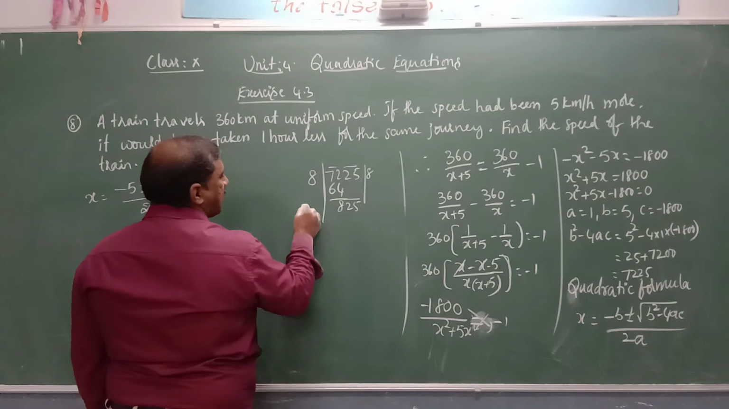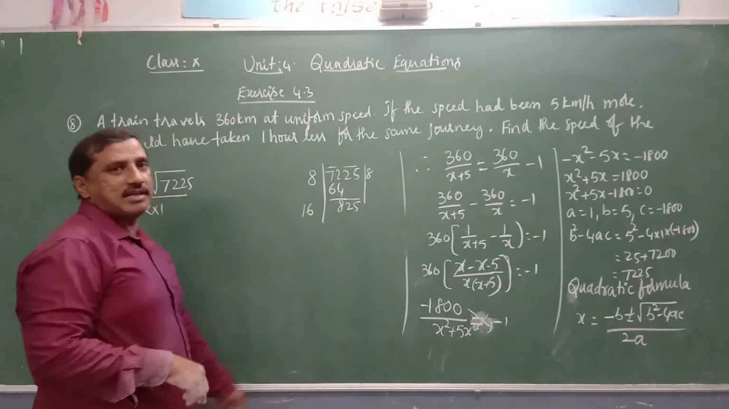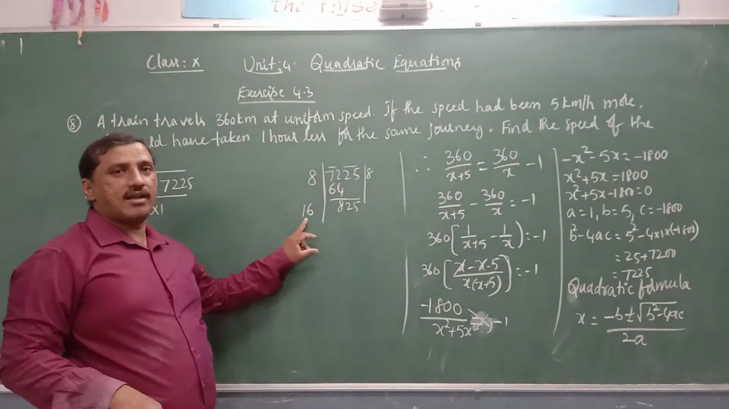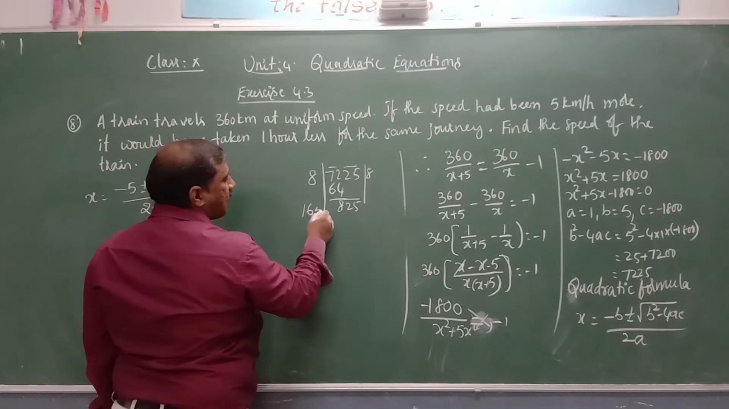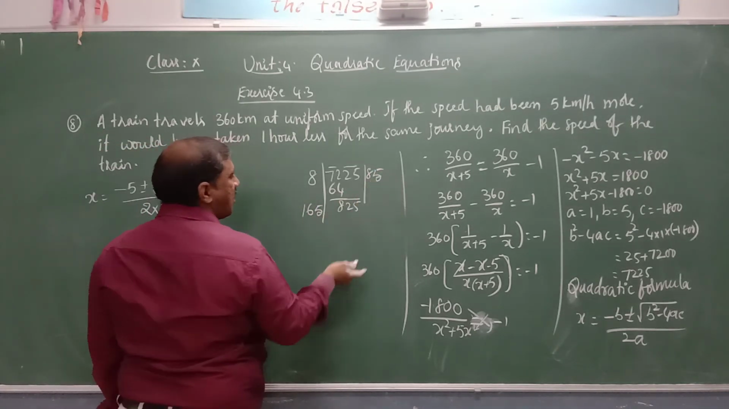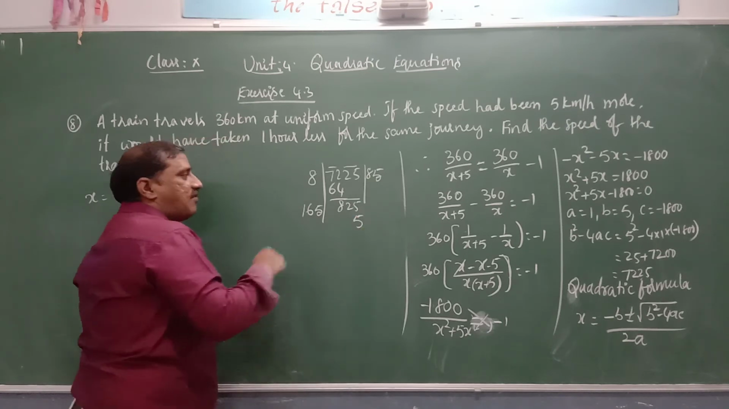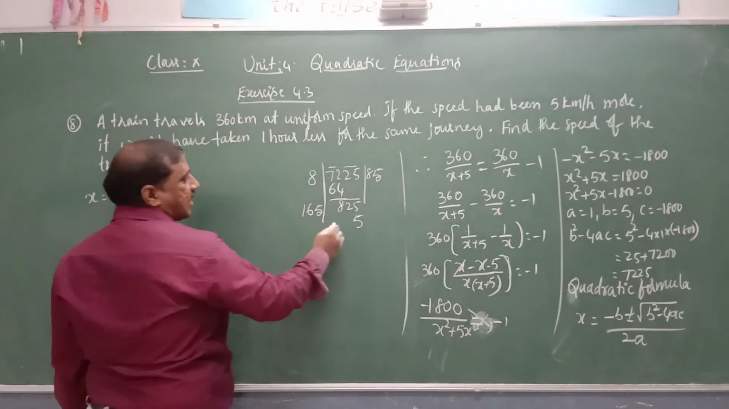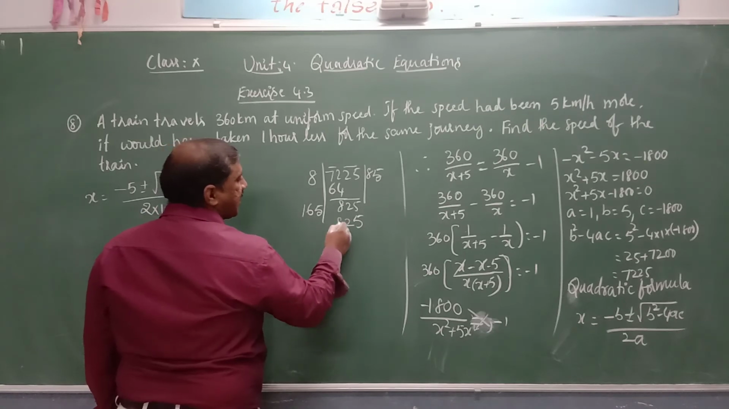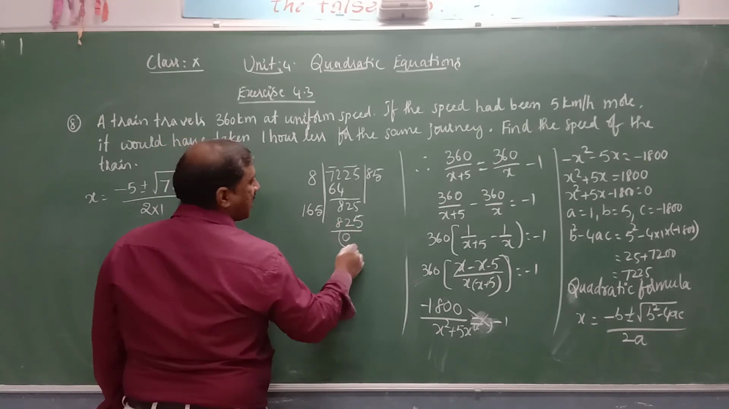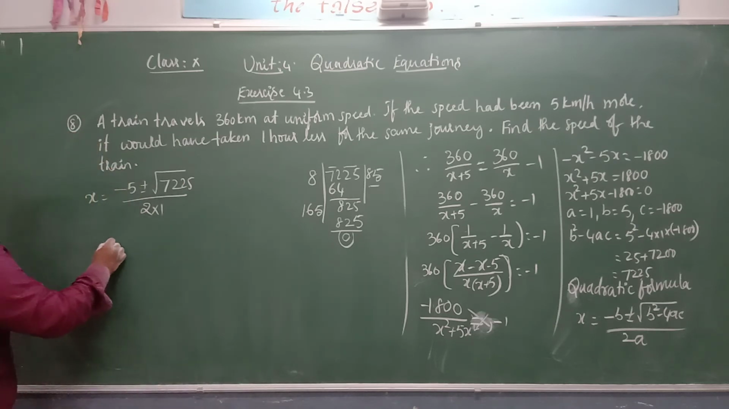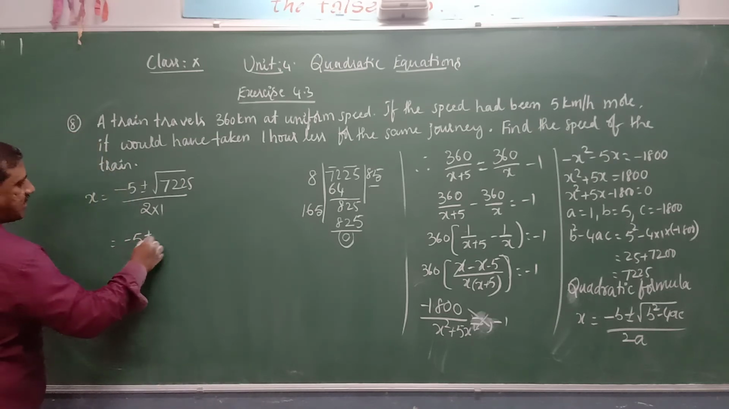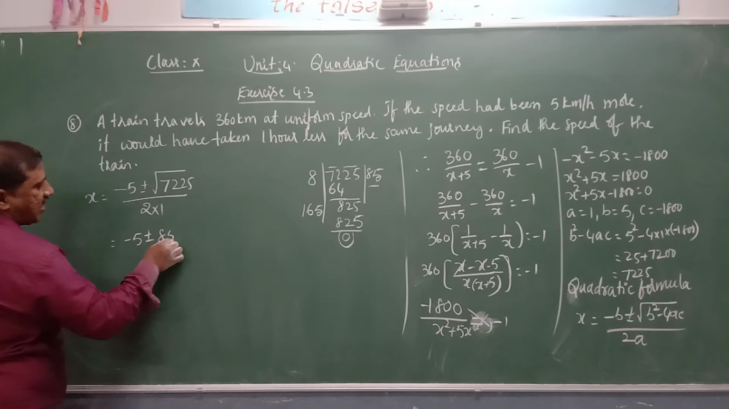Second step, double this number. 8 2s are 16. Then place the digit in the units place, which we know is 5. 5 5s are 25. 5 6s are 30 plus 2 is 32. 5 1s are 5 plus 3 is 8. 825 minus 825, we get remainder 0. Now 85 is the square root of that value, so it is minus 5 plus or minus 85 divided by 2.